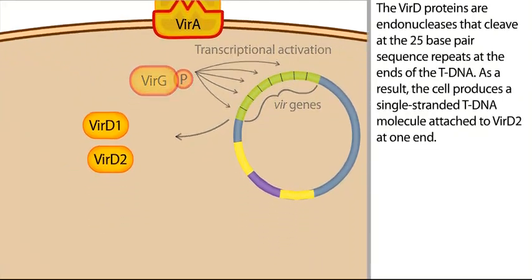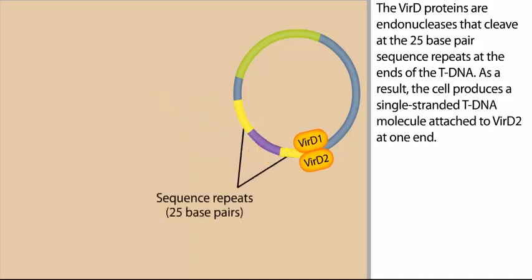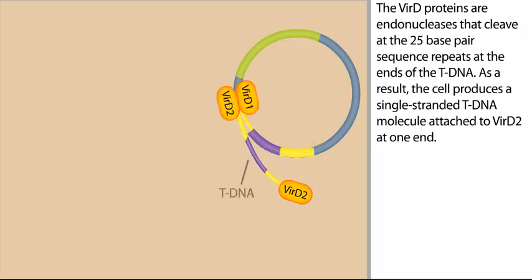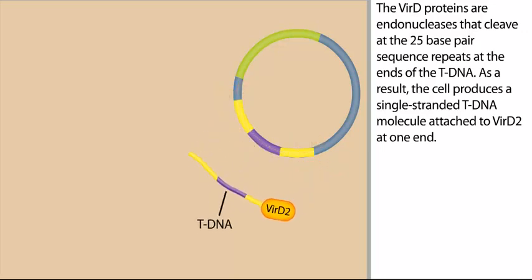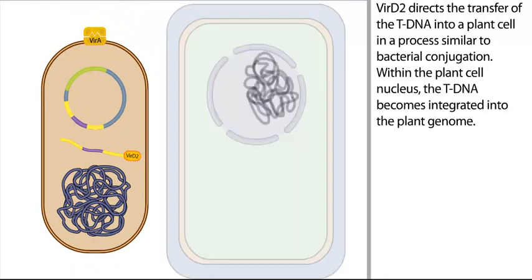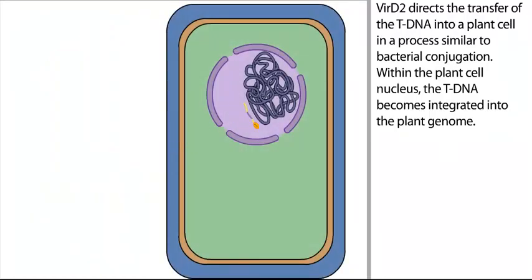The Vir-D proteins are endonucleases that cleave at the 25 base pair sequence repeats at the ends of the tDNA. As a result, the cell produces a single-stranded tDNA molecule attached to Vir-D2 at one end. Vir-D2 directs the transfer of the tDNA into a plant cell in a process similar to bacterial conjugation. Within the plant cell nucleus, the tDNA becomes integrated into the plant genome.